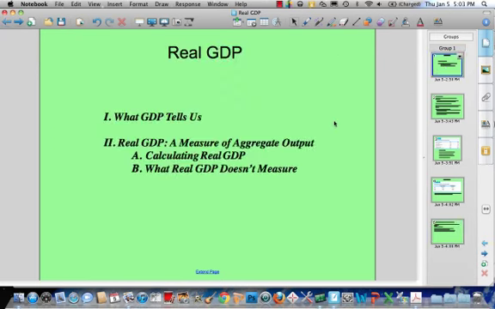So what did we talk about tonight? We talked about what GDP tells us. We talked about real GDP versus nominal GDP. We talked about how to calculate real GDP. Talked about also what real GDP doesn't measure.